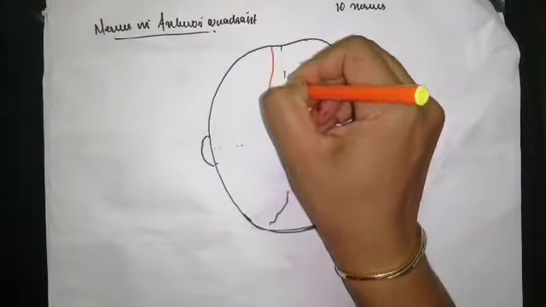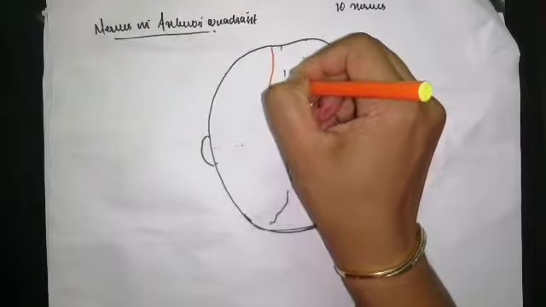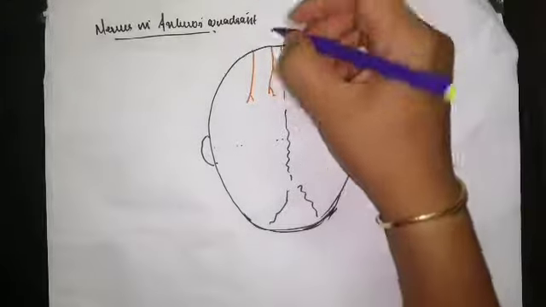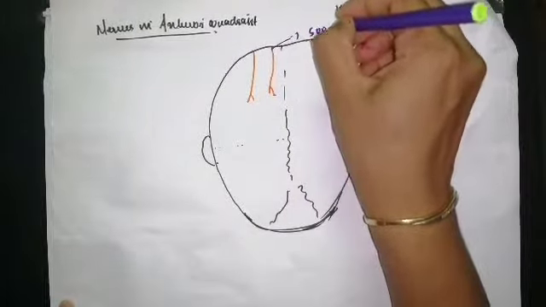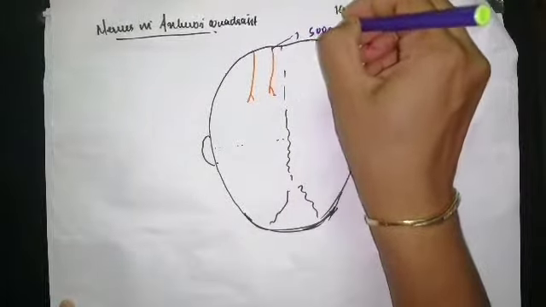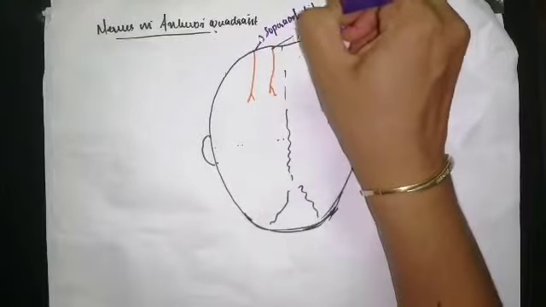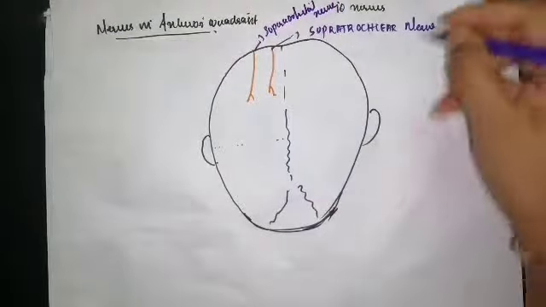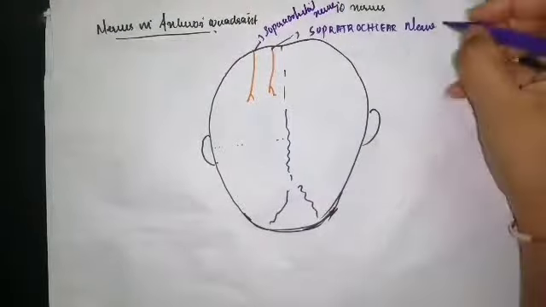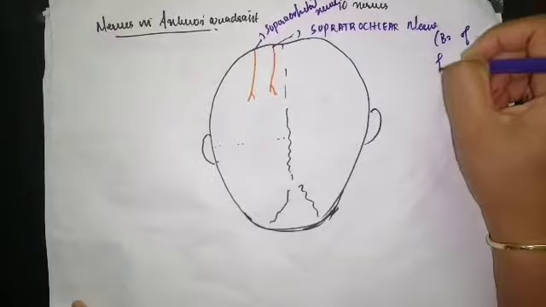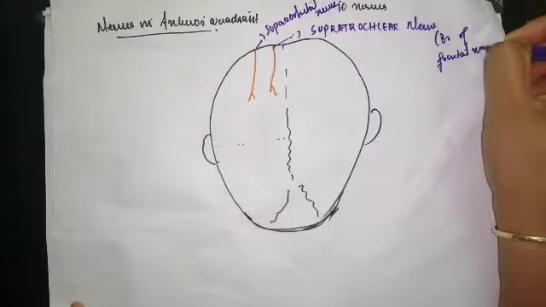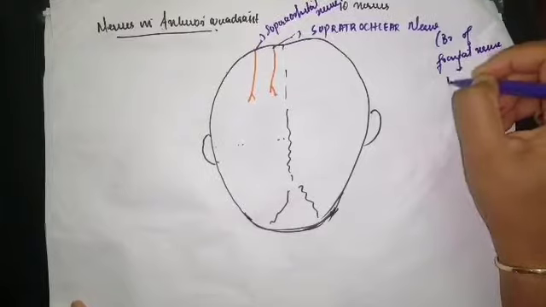So this is the supratrochlear nerve, and lateral to that you have the supraorbital nerve. So this is the supratrochlear nerve, and this one is the supraorbital nerve. So we know that the supraorbital and supratrochlear are actually branches of the frontal nerve, which is actually a branch of the ophthalmic nerve.